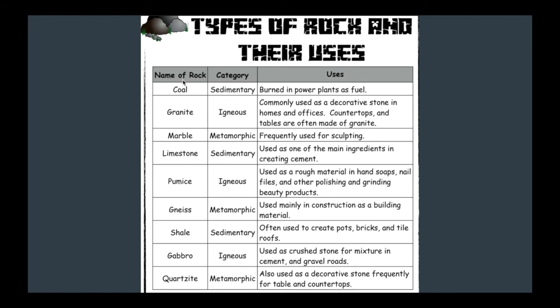So, coal. Coal is actually sedimentary. This means it forms in the bottom of the lake. When you use coal, it can be burned in power plants as fuel. I think it's a fossil fuel or something. It's not a good fuel to use. Oh, that's hilarious, fossil fuel, sedimentary, fossils. Anyway, coal can be burned to power things like those old trains.